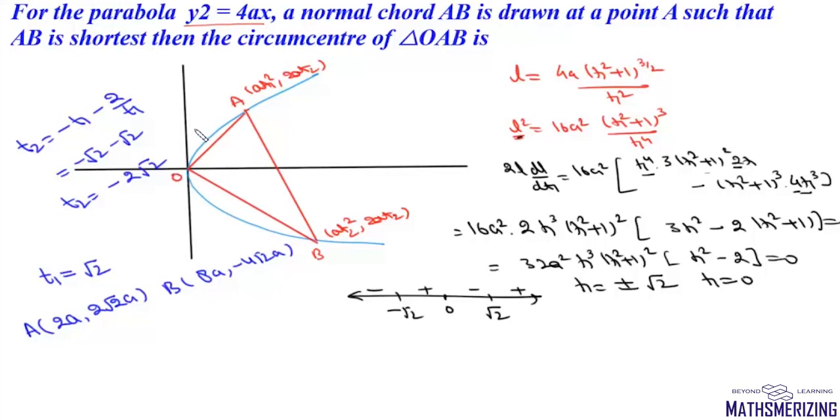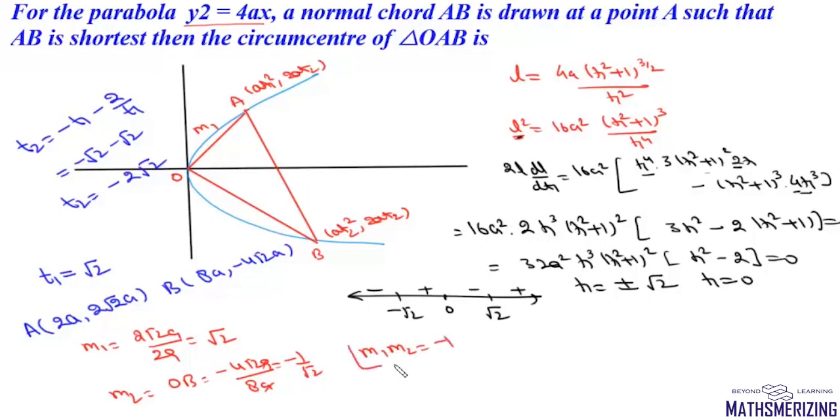Now we'll find the slope of OA. So we know that the slope of OA is 2 root 2 a upon 2a. So it'll simply be root 2, and we'll find the slope of OB. The slope of OB is minus 4 root 2 a upon 8a. So it'll be minus 1 upon root 2. So if we look at it, we'll find m1 into m2 is minus 1. So if the product of slopes is minus 1, it means this angle is 90 degrees. So this triangle OAB is a right angle triangle.